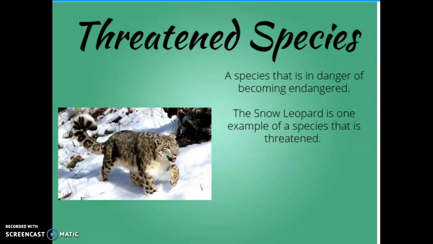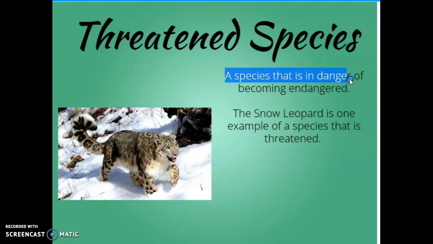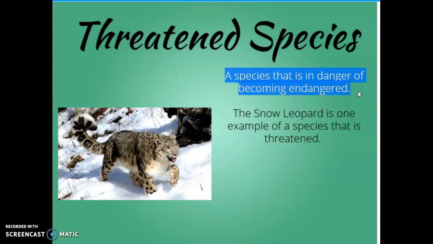Due to limiting factors and outside influences, sometimes populations get to a point where we start to worry about them a little bit. And when a population gets low enough, the first level that we're going to rate them at is threatened, and that is a species that is in danger of becoming endangered. That just means they're in trouble. We need to start watching out for those numbers of those animals and those populations, and the snow leopard is an example of that. And we want to make sure that we keep an eye on that and try to find out what may be causing that reduction in the numbers of snow leopards.